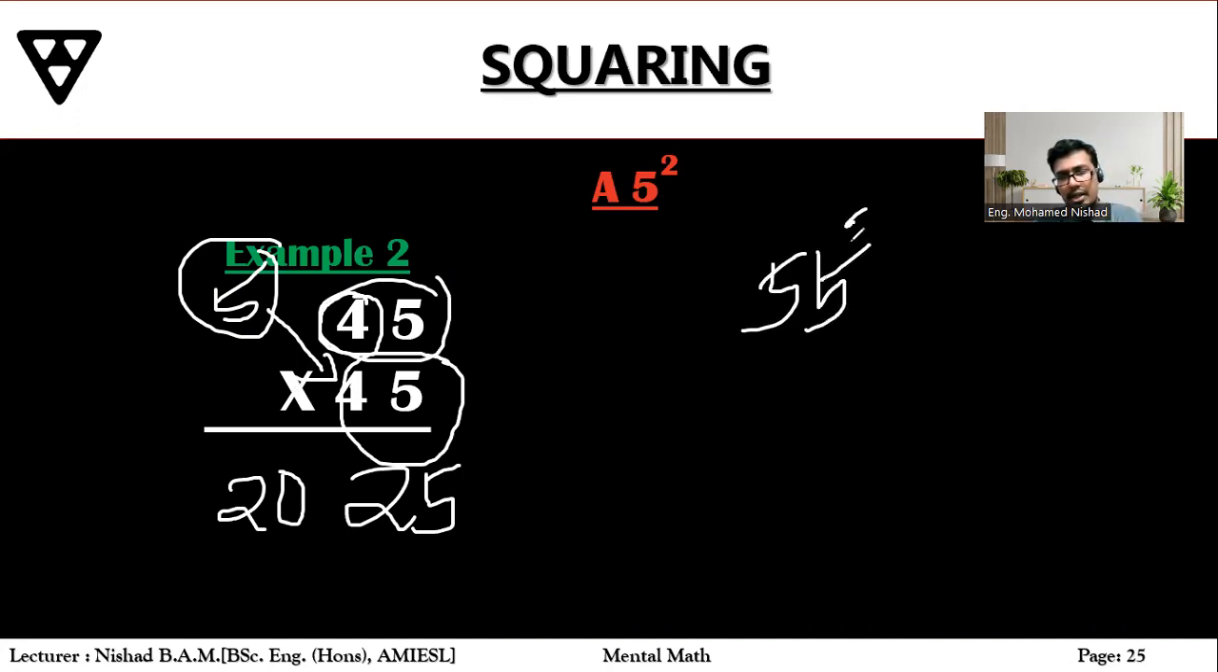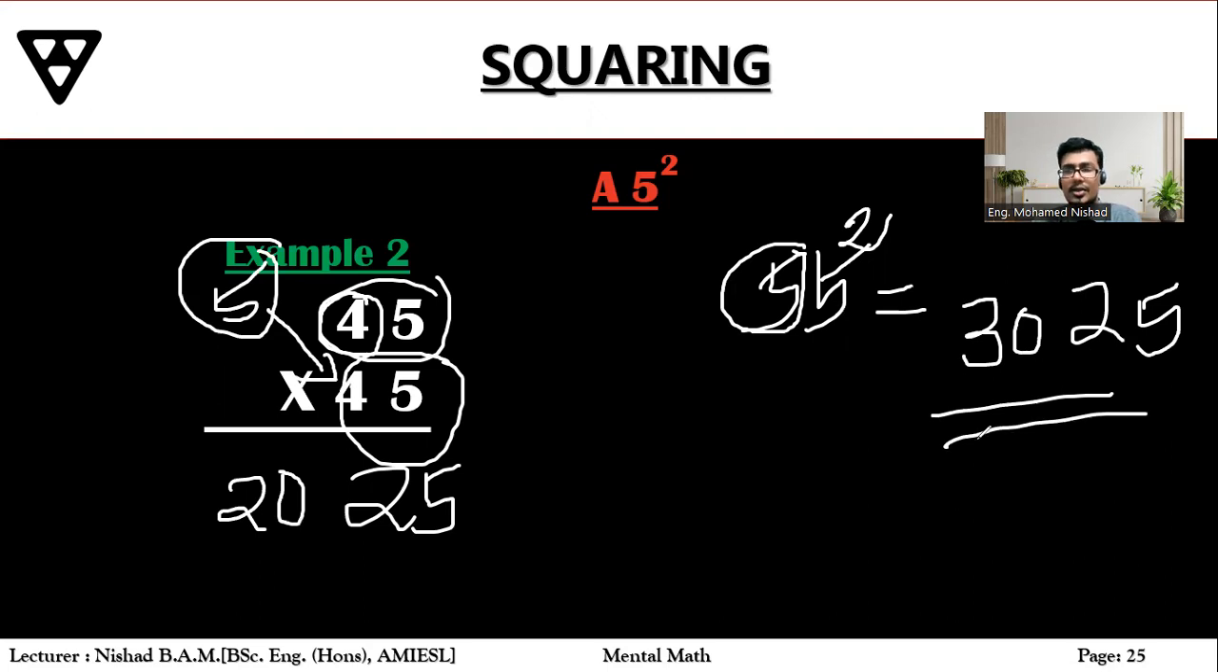What is 55 squared? It's very simple, right? 25 will always come like this. And then we have to add 1 to this number, so it will be 6. 6 times 5 will be 30, right? So this is how we calculate. If you have any problems or doubts regarding this, you can ask me.